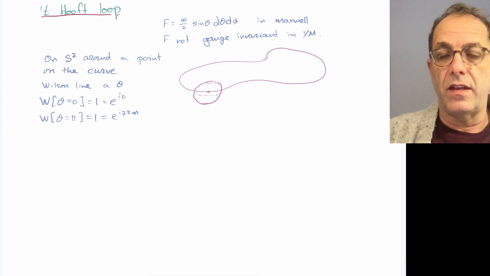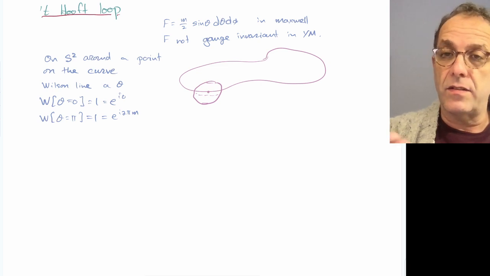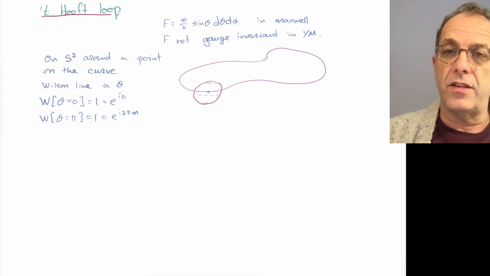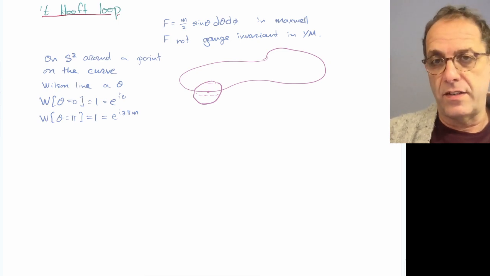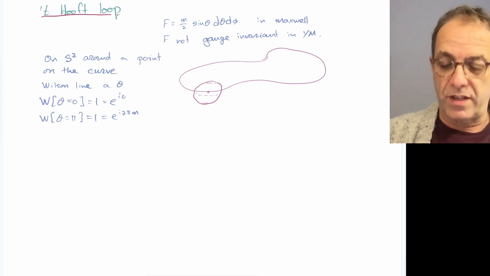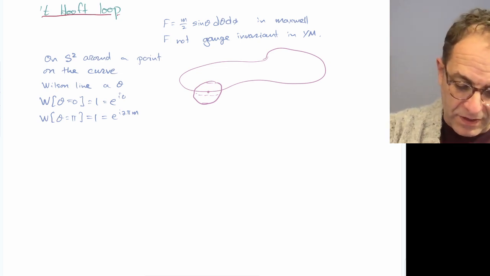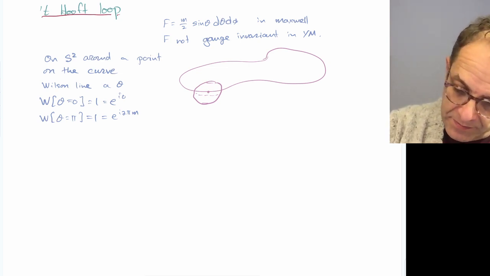So the phase will not be 0, it will be an integer multiple of 2 pi. So this is the way 't Hooft defined it, and you should read his original paper to understand it better, but it's not particularly easy.